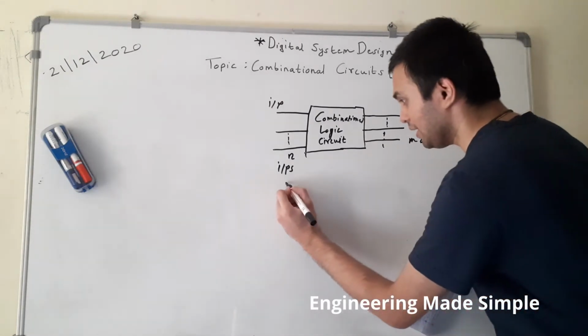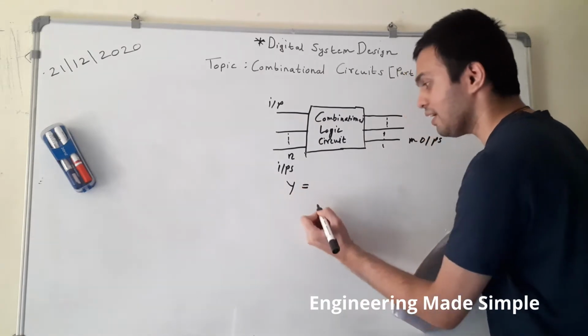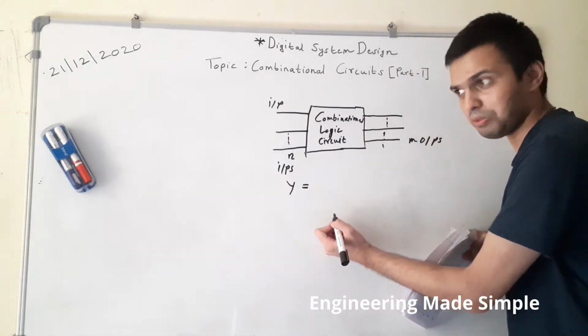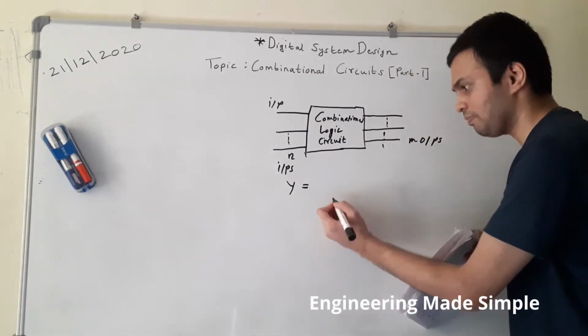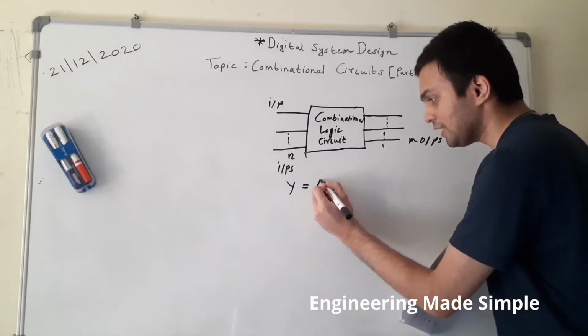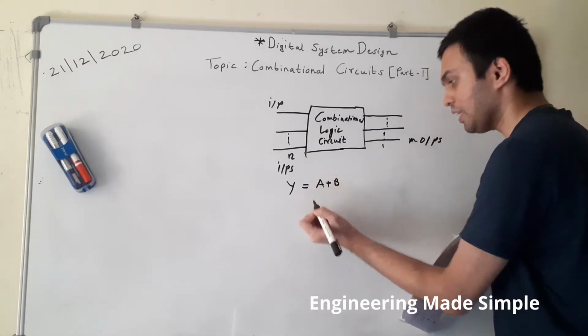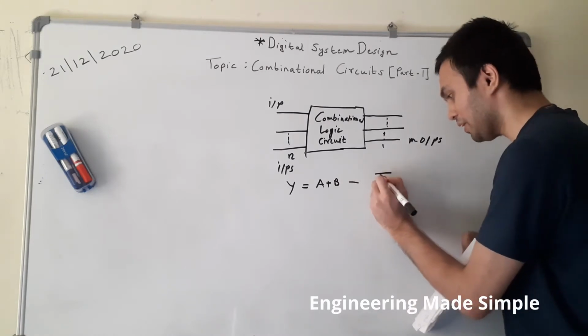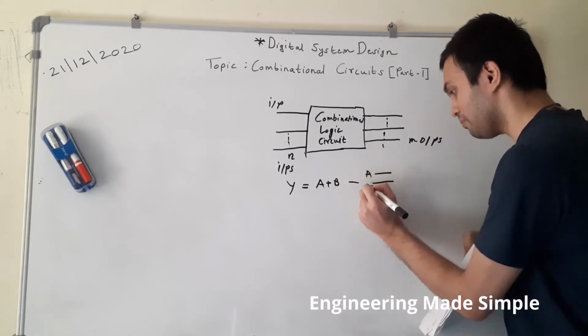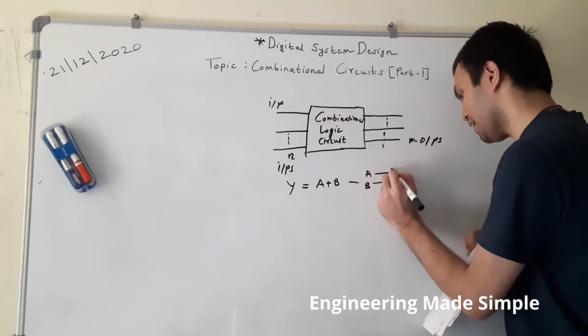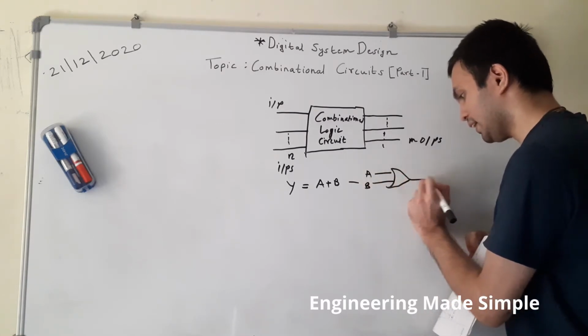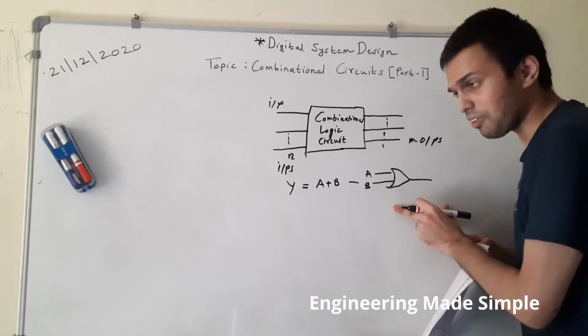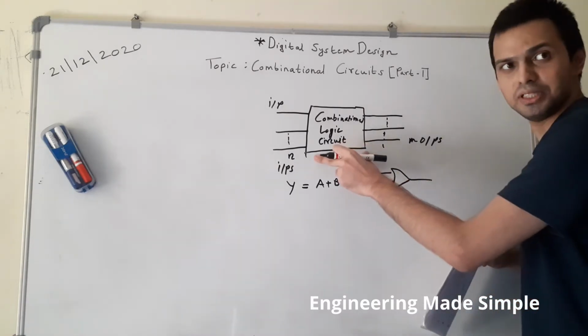Now we know in digital circuits we express any circuit in the form of its Boolean expression or system equation. So let's say y is equal to A plus B. This Boolean expression corresponds to an OR gate, and everybody knows what an OR gate is. This is a fundamental building block of the combinational circuit.